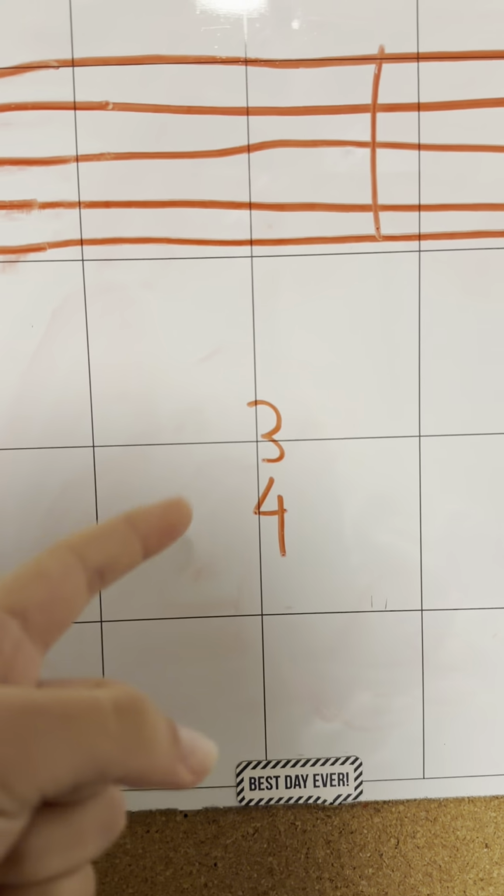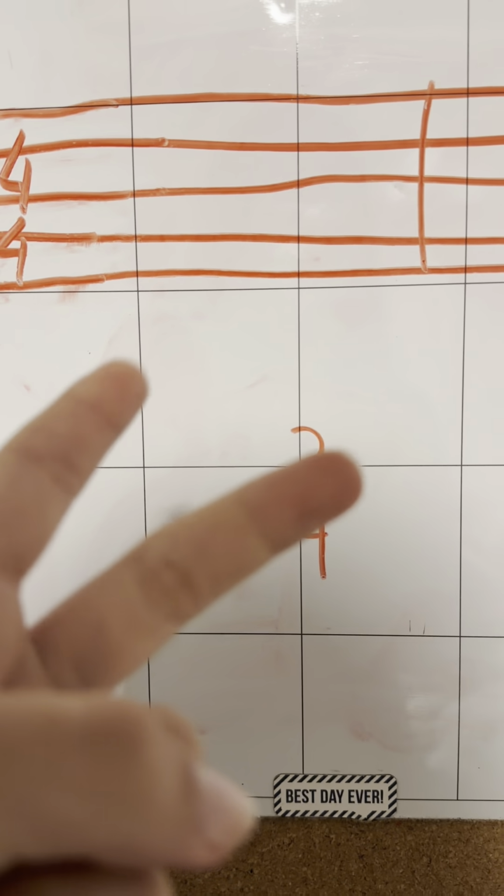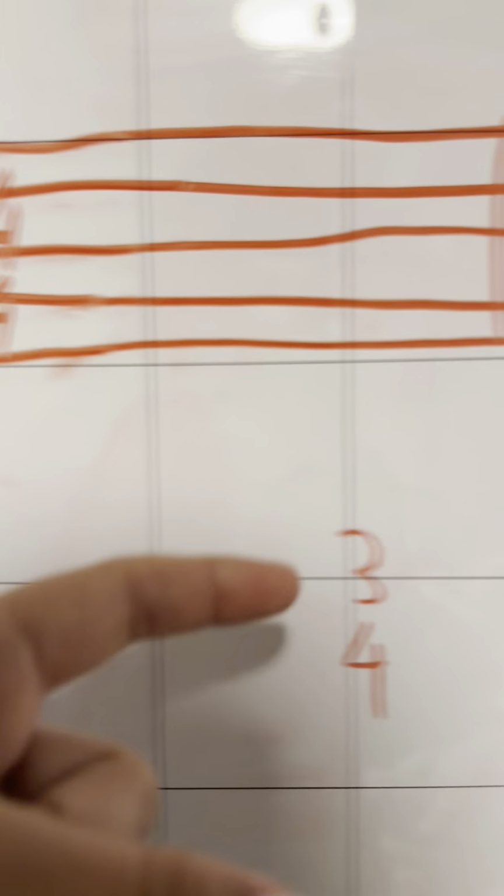Now, if it said 3, 4 instead of 4, 4, you would count 1, 2, 3, 1, 2, 3. See the difference? Because this one on the top is 4, you count 4, and because this one on the top is 3, you count 3.